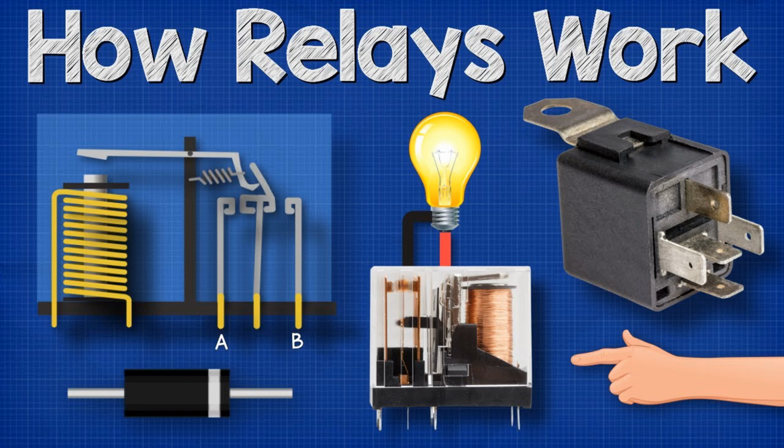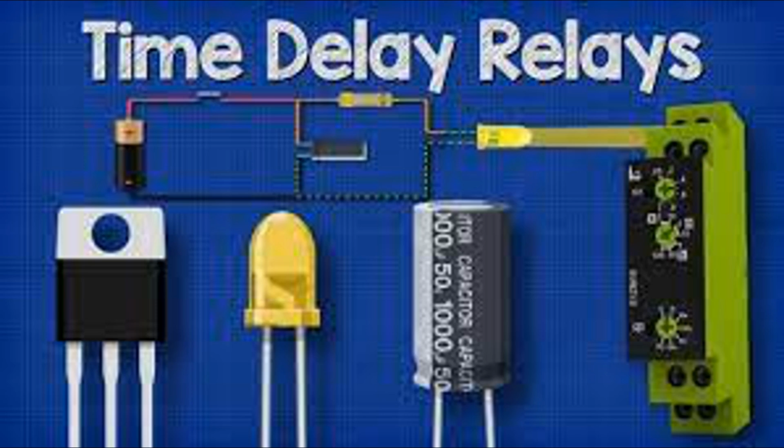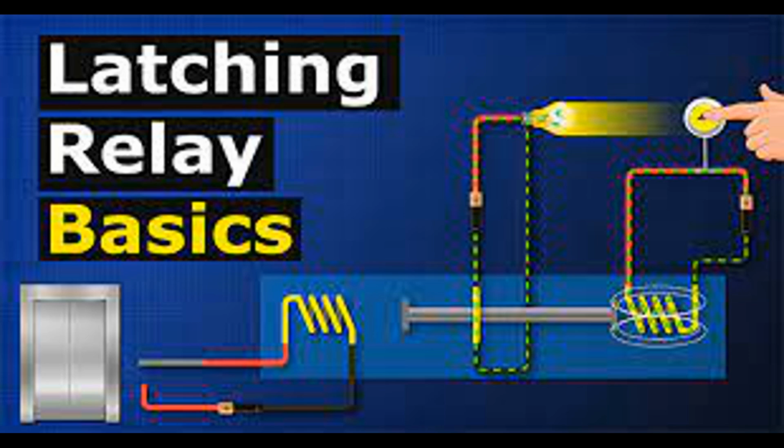Deactivation of a relay refers to the process of turning off or de-energizing the relay's electromagnetic coil, causing the switch mechanism within the relay to return to its default state. Here's how the deactivation process typically occurs. Removal of control signal. The deactivation process begins when the control signal applied to the relay's electromagnetic coil is removed or turned off. This control signal is usually in the form of an electrical current or voltage that activates the coil.